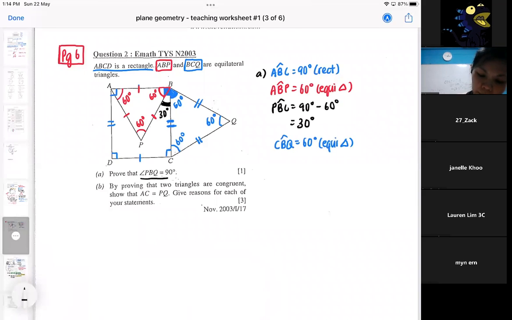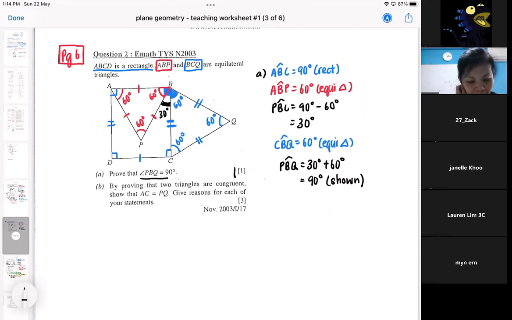So therefore, PBQ will just be a 30 degree plus a 60 degree. So a lot of people will usually just tell me 30 plus 60, but they never explain. So this is 1 mark. So if you don't explain sufficiently, they can just choose not to give you that 1 mark. So if it's 2 marks, that means there's still a bit of partial mark. Okay, so this is the 90 degree that we eventually got.